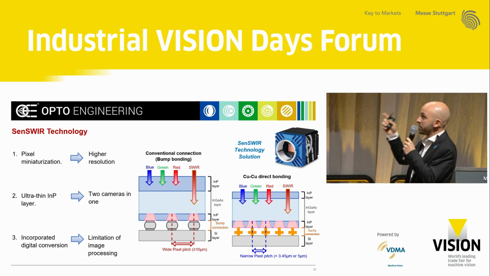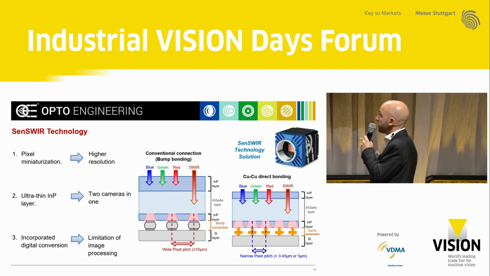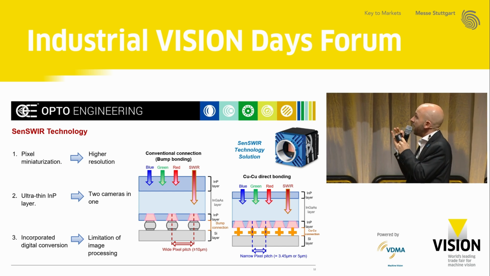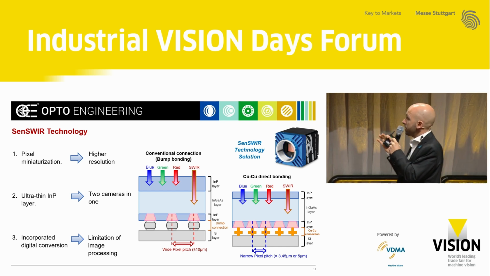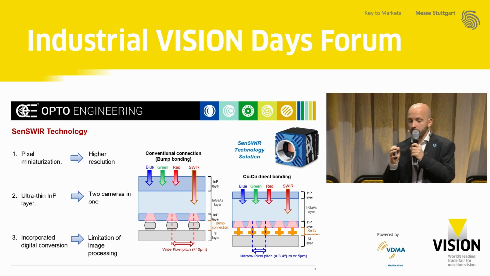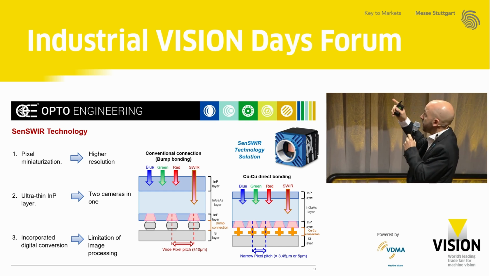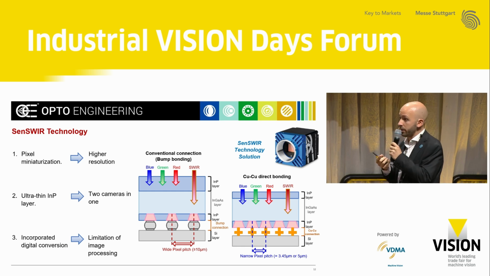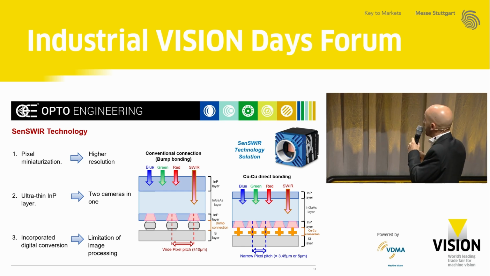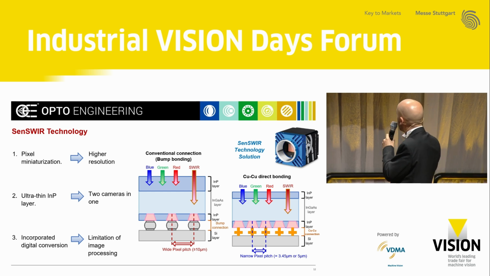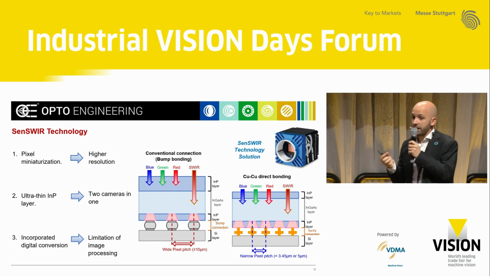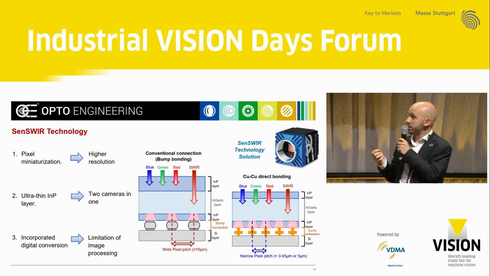The first one is the pixel miniaturization. Traditional SWIR sensors have a wider pixel size because of the technology they use, the traditional bump connection bonding. Sony SWIR technology uses Cu-Cu direct connection that allows a narrow pixel size.